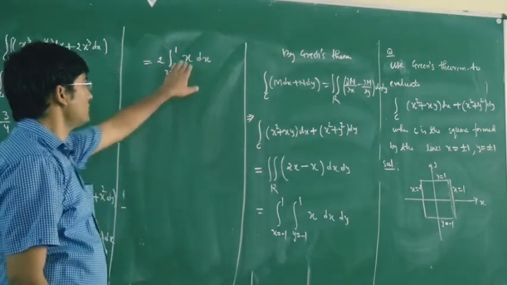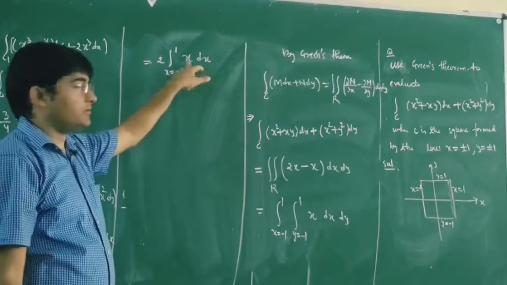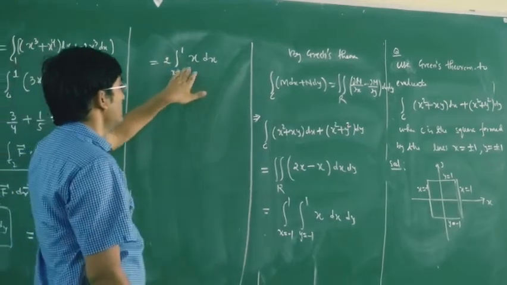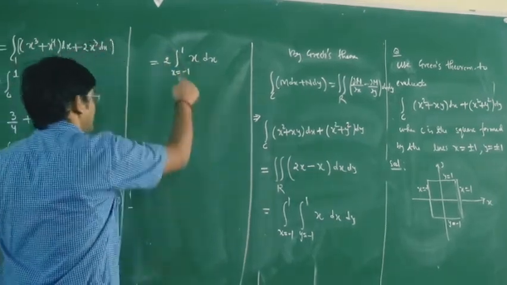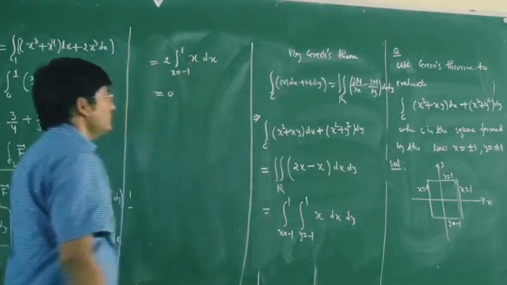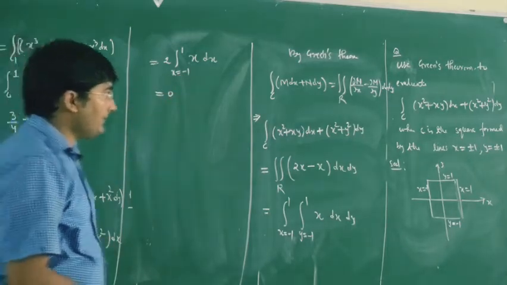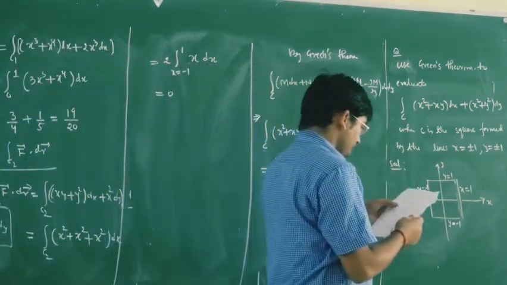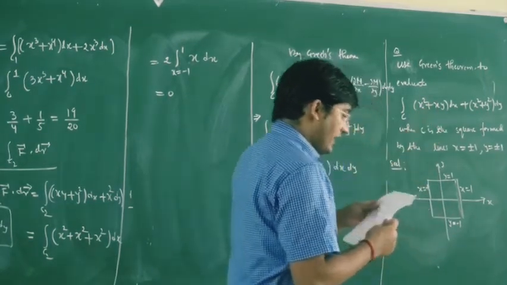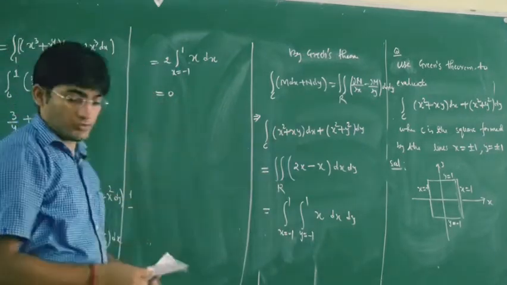Now this is your odd function, and again you can see that the integration of x will be x square by 2, and for the upper limit and lower limit it is 0. You can also write it directly as 0 because this is an odd function and it will give you directly 0. So the value of this integral with the help of Green's theorem is equal to 0.